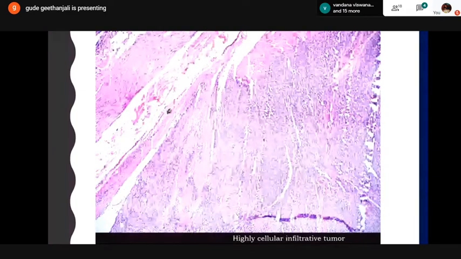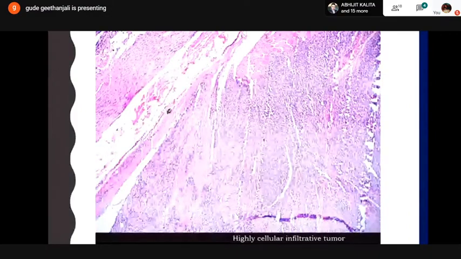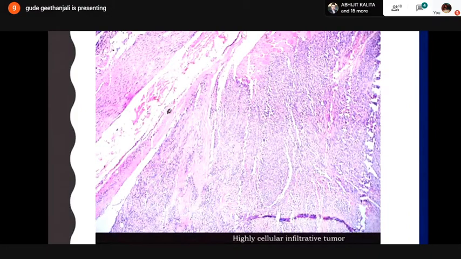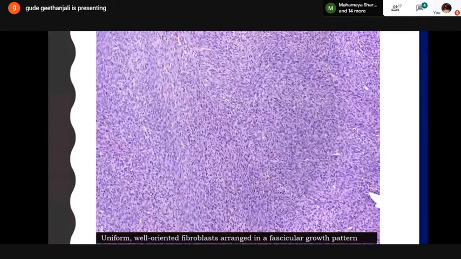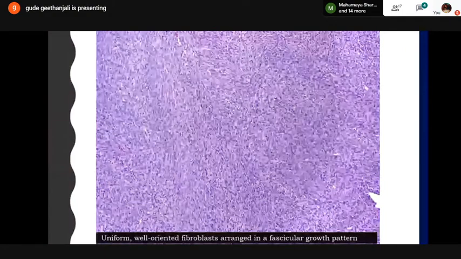So morphologically, infantile fibrosarcomas are highly cellular tumors, and they have an infiltrative margin and they are deeply located. Here you can see tongue-like infiltration into the adjacent skeletal muscle. And the architecture is a highly cellular fascicular growth pattern of the spindle cells which are oriented in a single direction.